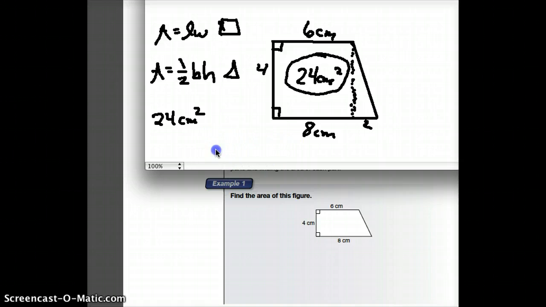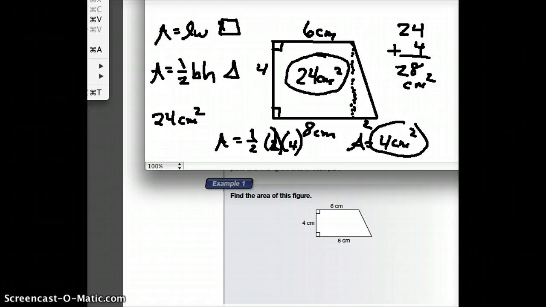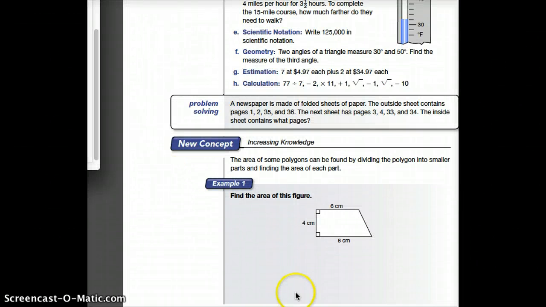So we'll apply our formula. Area equals 1/2 base, which is 2, and height, 4. So 2 times 4 is 8. Half of 8 is 4. So that area is 4 centimeters squared. Now I have my two areas. I would add them together to get the area of the entire figure, which should be 28 centimeters squared. And that's the answer. And that's what I'm doing each time: I just want to cut this thing into pieces. Cut it into pieces.